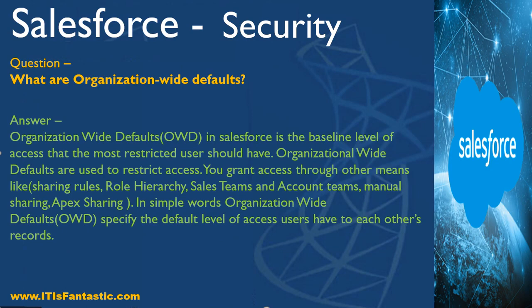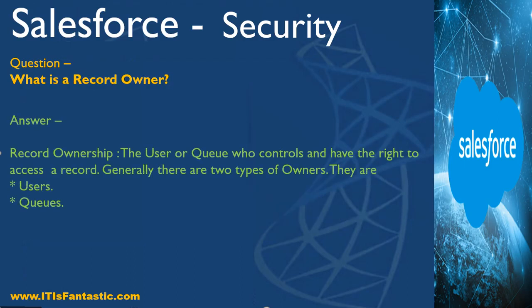What are organization-wide defaults? Organization-wide defaults, OWD, in Salesforce is the baseline level of access that the most restricted users should have. What is a record owner? The user or queue who controls and has the right to access a record.